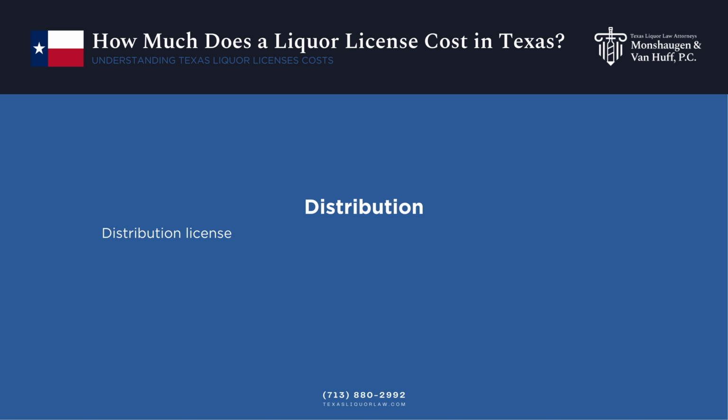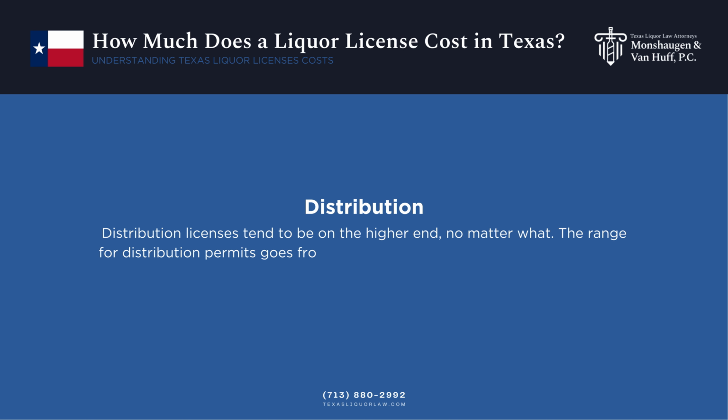Distribution. Distribution licenses tend to be on the higher end, no matter what. The range for distribution permits goes from a general distributor's license at $3,500 to a wholesaler's permit at $4,000.